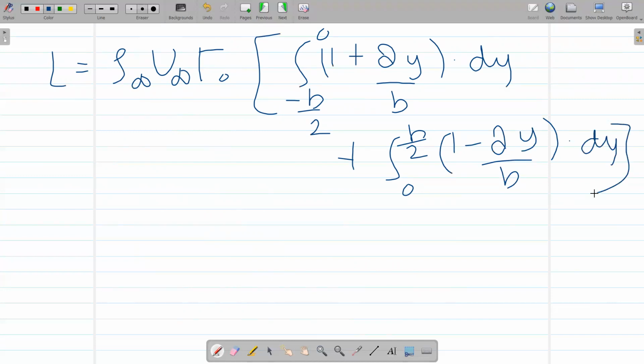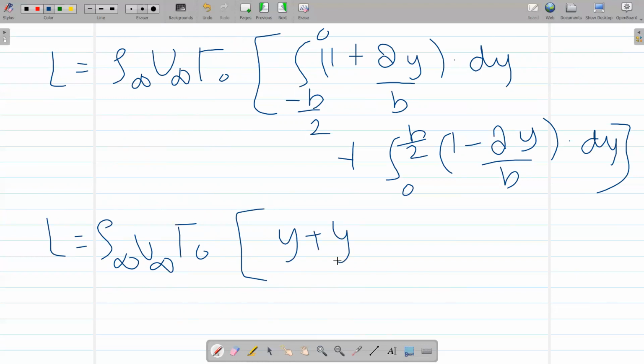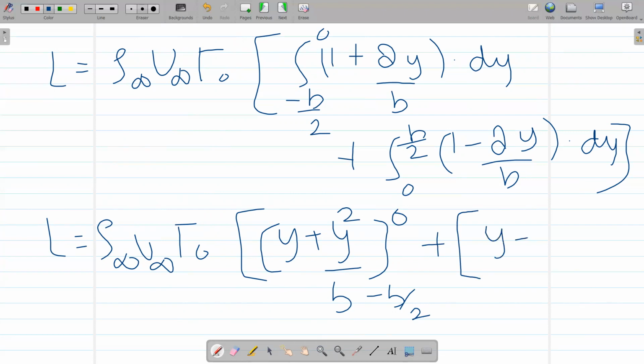All right. So now all we need to do is just integrate it. The total lift is rho infinity u infinity gamma naught. The first integral term will be y plus y square by b under the limits minus b by 2 to 0, plus the second integral, which is y minus y square by b, from 0 to b by 2.